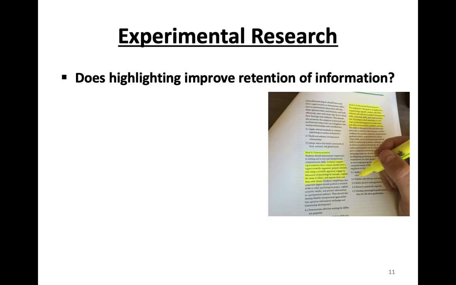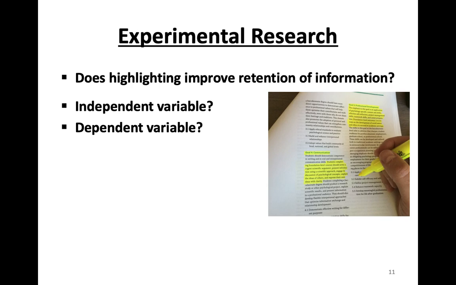So we can think about it in the context of our highlighting study. Our independent variable is whether or not people would be assigned to read with a highlighter or not. Dependent variable, if we're interested in memory or retention, we could give a quiz or an exam on key facts or key information in that passage of text.